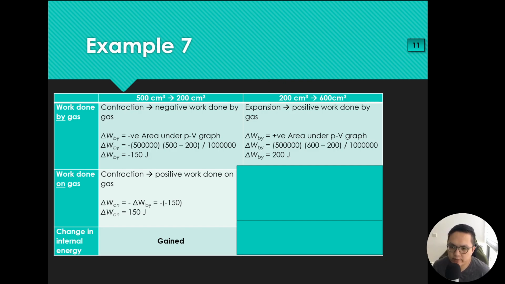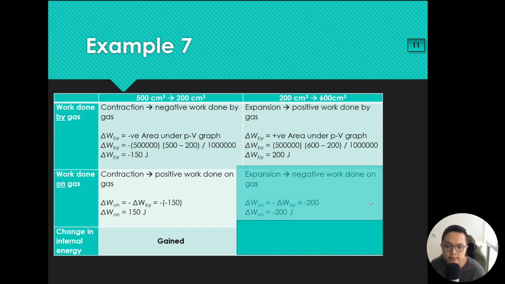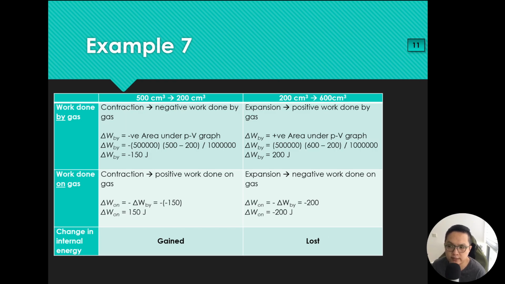Okay, and we're back. Sorry, I changed the number, so it's 600 minus 200. You realize that here I don't really care about which is final minus initial. I just find the magnitude of change first. Then once I find the magnitude of change, I need to understand whether it's expansion or contraction. With expansion, work done by the gas is a positive number, so 200 joules. So work done on the gas is the negative of this number, so negative 200 joules. For change in internal energy, we look at work done on, so this is negative 200. That means there's a loss in internal energy of the system.